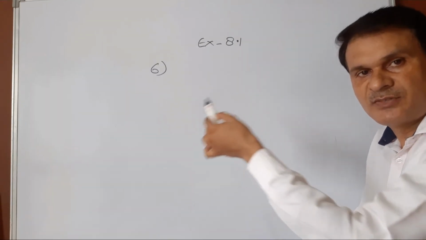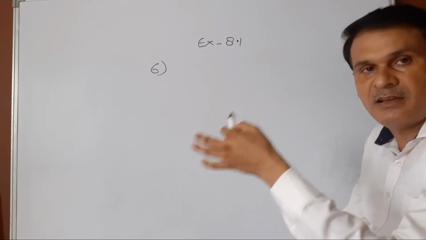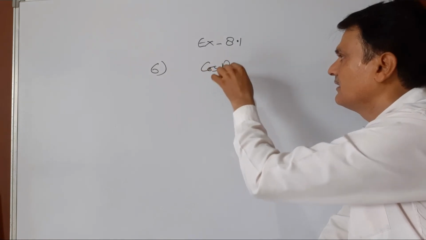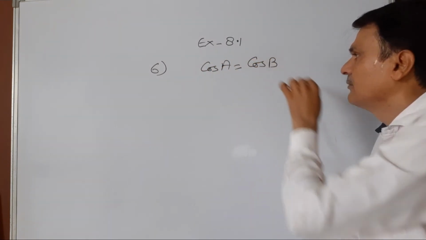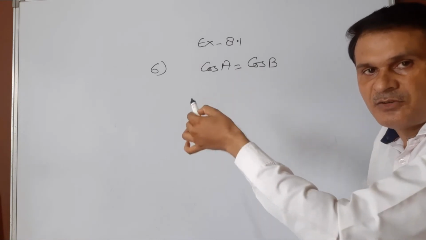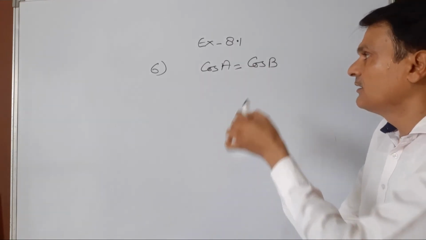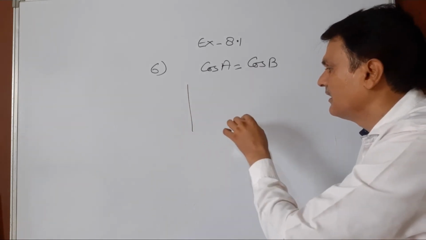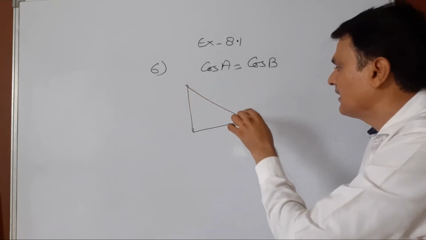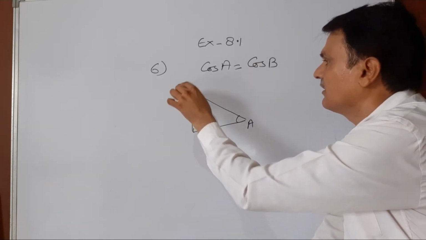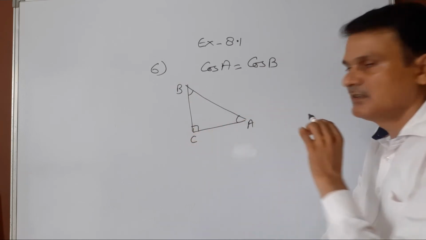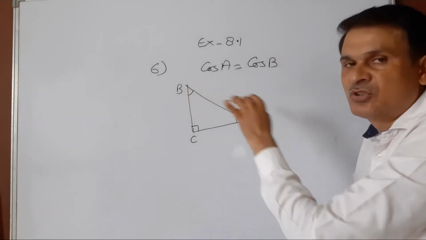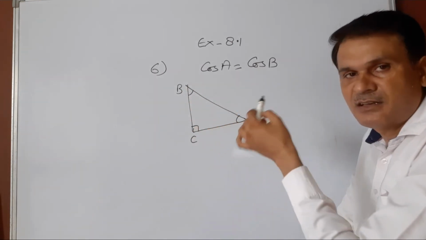In question number 6, it is given that angles A and B are acute angles such that cos A equals cos B. We have to find out whether angle A equals angle B. So since A and B are both acute angles, we can take a triangle in which angles A and B are both acute angles and angle C is 90 degrees.